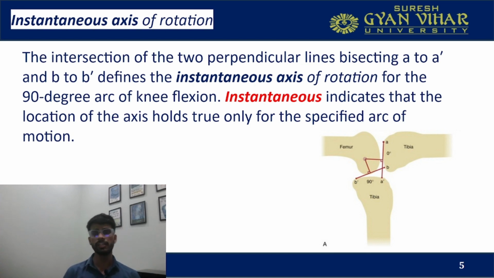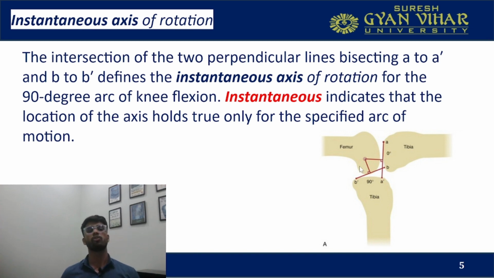We are studying it from 0 to 90 degree. What will be the axis of rotation from 0 to 90 degree? So it is somewhere here. It is not fixed. It will keep moving. As the joint will go into flexion, this point will come slightly down, down and down.